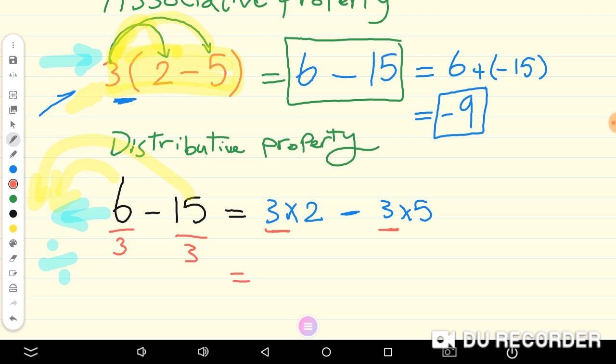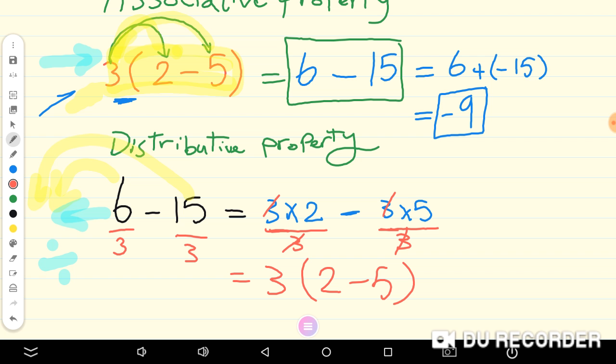So when we take it out, we will do what? Division, instead of multiply. Divided by 3, take 3 out. What is the remaining here? 6 divided by 3, the remaining is 2. 15 divided by 3, the remaining is 5. So I can write it the opposite way. It's also called the distributive property.